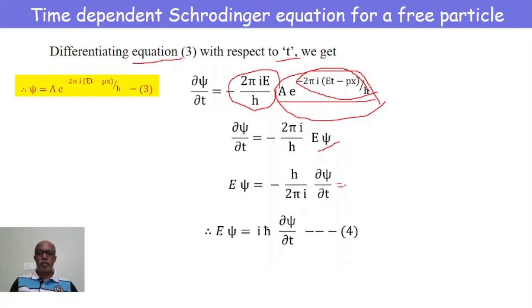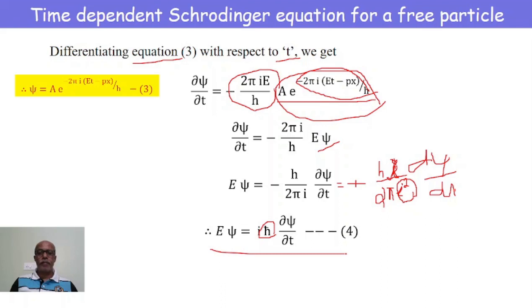Again, this can be written as minus h into i divided by 2 pi i square. I have multiplied and divided by i. Therefore, I get h into i divided by 2 pi i square into d psi by dt. This i square is nothing but minus 1, and minus 1 into minus 1 becomes plus. Therefore, i h by 2 pi, but h by 2 pi is nothing but h cross. Therefore, it becomes i h cross into d psi by dt. This is equation 4. We have obtained an expression for energy.